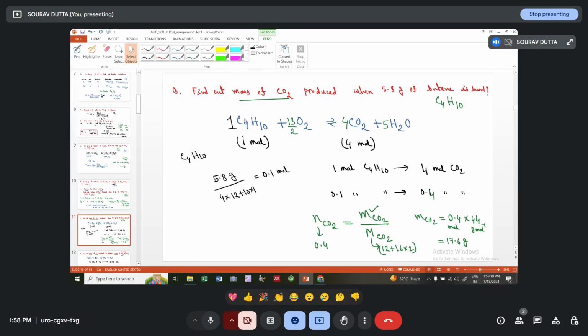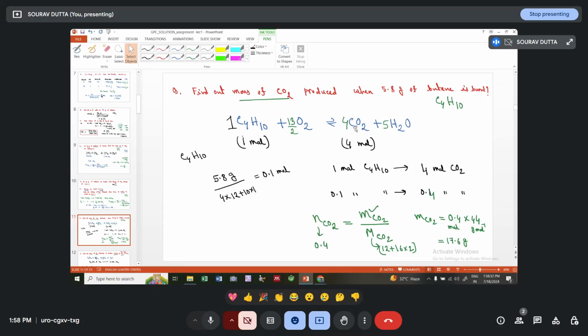So we take 1 mole C4H10, and to balance this equation, there are 4 carbon atoms. So I have multiplied by 4 with CO2, then carbon will be 4. And in case of hydrogen, there are 10 hydrogen atoms, but in case of water, there are 2 hydrogen atoms. That's why we multiply by 5. So H will be 10.